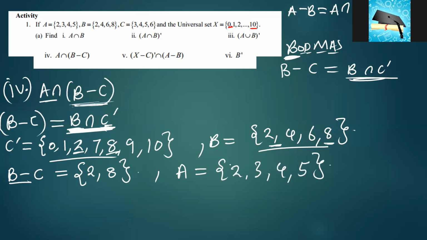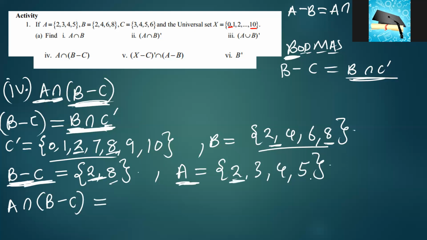So now trying to find the common elements between what? B minus C and A. Trying to find the intersection between A and B minus C. So now let us find our A intersection B minus C, which is our final solution. So our final solution is just the common elements between this set B minus C and A. When you check the two sets, you discover that the only common element there is 2. We have 2 there, we also have 2 there.